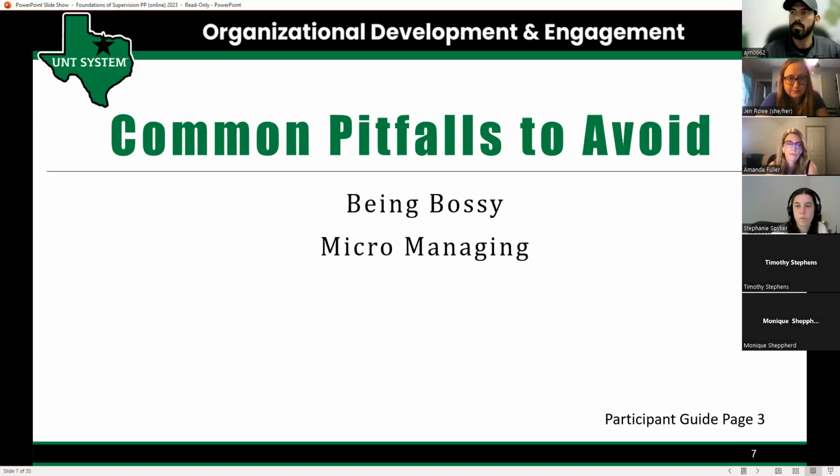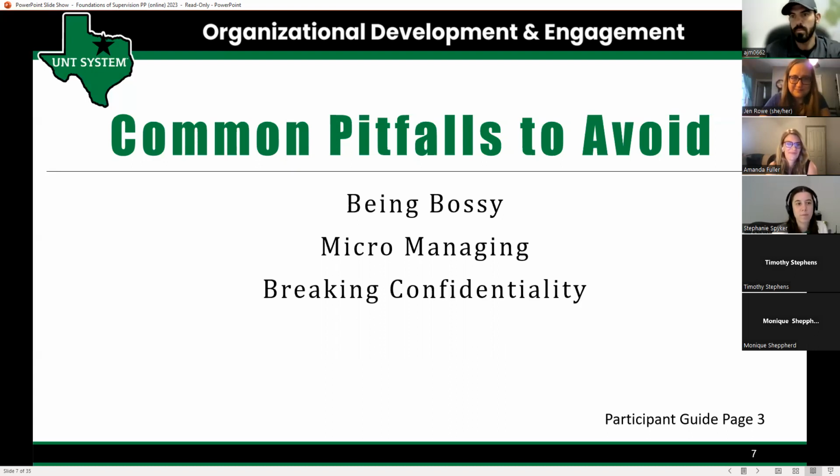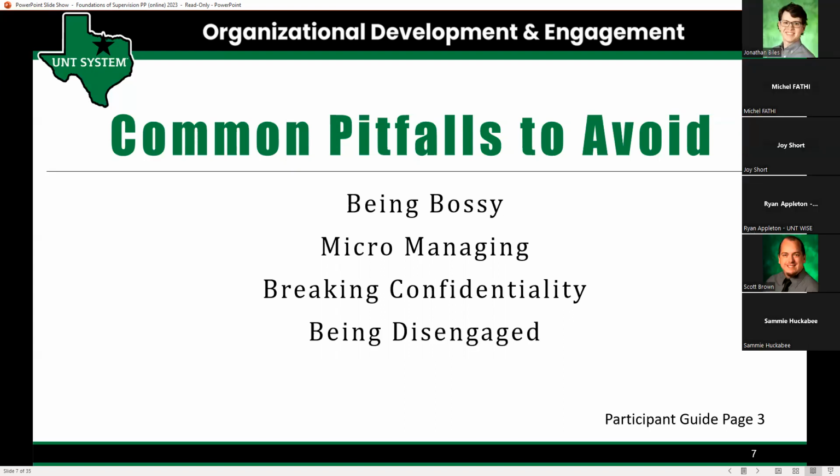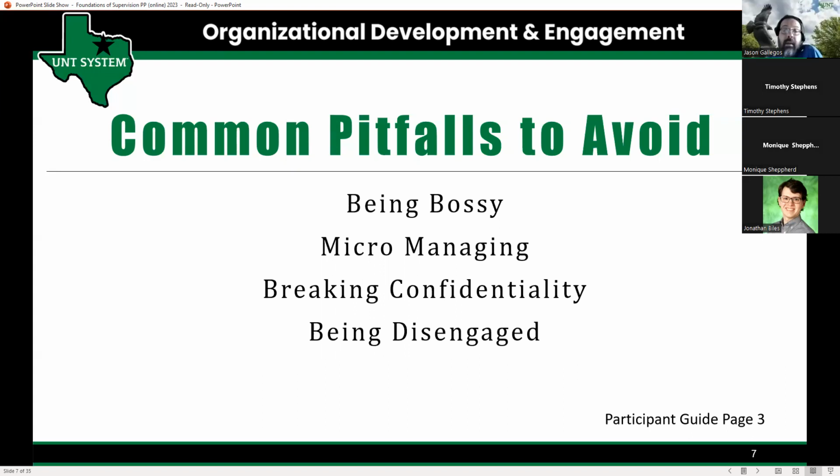Micromanaging. No one likes a micromanager. If you ask someone, no one will ever say, yes, I want my supervisor to be a micromanager. You'll never hear that. Breaking confidentiality. No one likes a messy supervisor. Being disengaged. We're in Gallup engagement season. The Gallup survey comes out next week, and we know that if you're not engaged, it's a trickle-down effect that your employees probably aren't engaged either. And displaying favoritism will never get you any points.